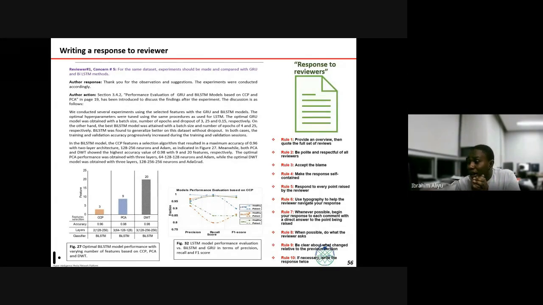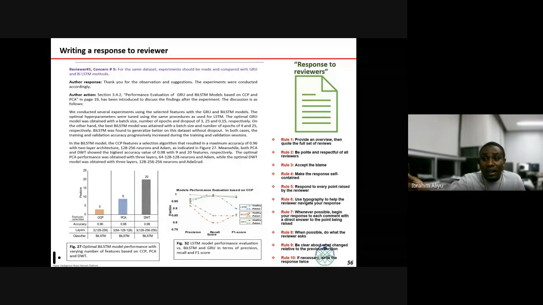Then use typography to help the reviewer navigate. You can see I have reviewer 1 concern 5. You already know by that. I bolded it and then I put a number. Then authors respond. What is my response? I agree with what they said. You get it. The experiments were conducted. What is the action I did? Then I now explain. Sometimes I quote and then refer them back.